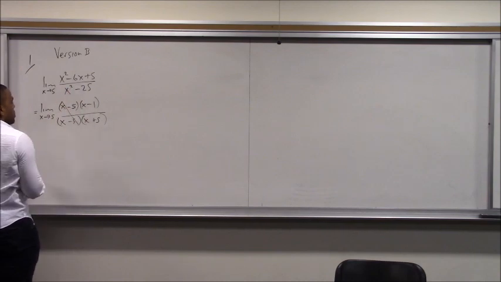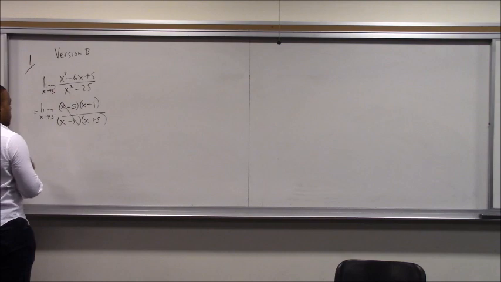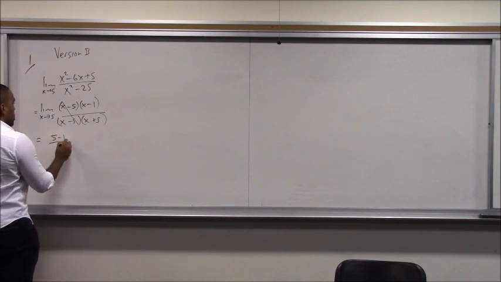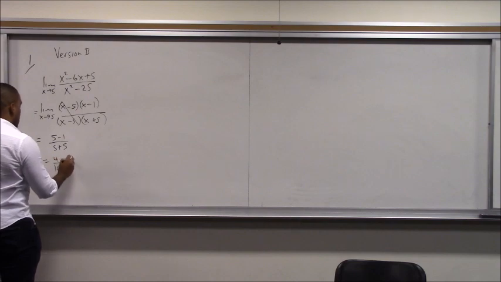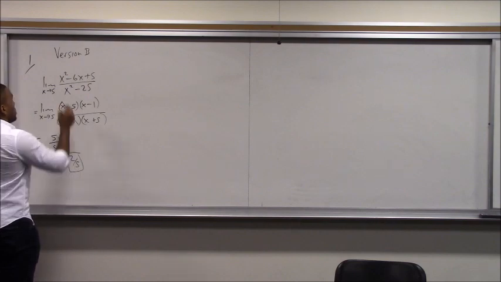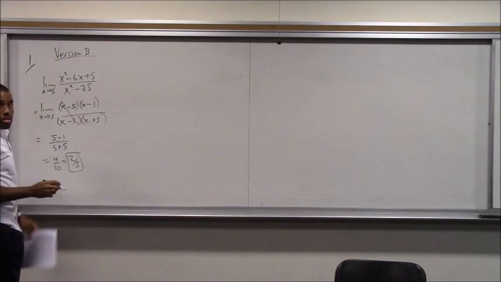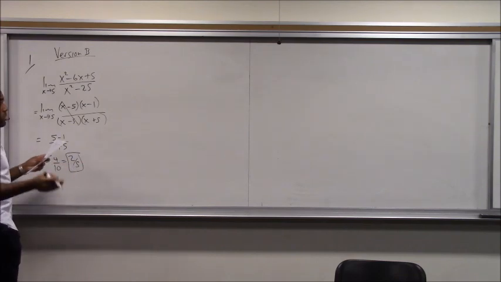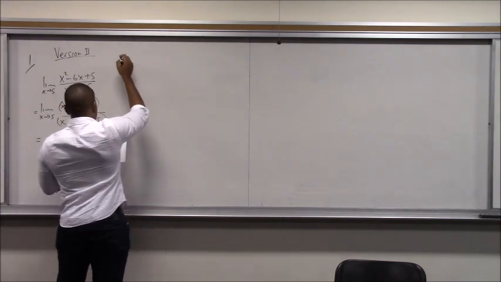You notice that this cancels, so now I can actually plug in x equals 5. So it'll be 5 minus 1 over 5 plus 5. That's 4 over 10. That's version A. This is B. Wait, no, I got negative 5 then. I don't know, it depends on what version you had.